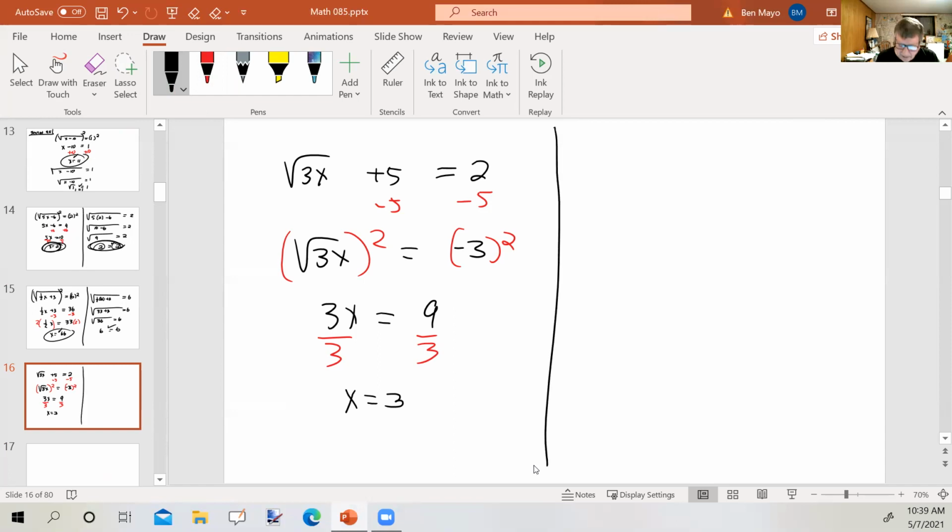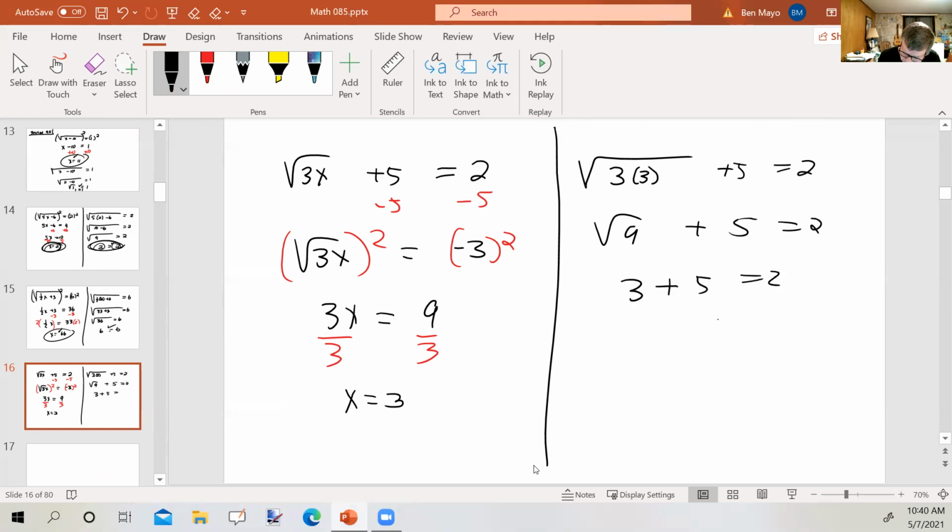Checking our work, going back to the original equation and replacing x with 3, we get this. 3 times 3 is 9. The square root of 9 is 3. 8 equals 2. That's false. So this is what is known as an extraneous solution, but in fact, there is no solution. Sometimes WebAssign will ask you to find those extraneous solutions. Find the solutions, and then they'll say, does it work or is it extraneous?